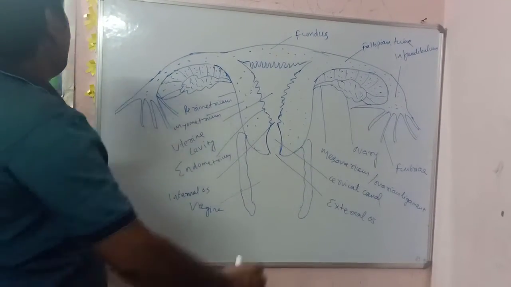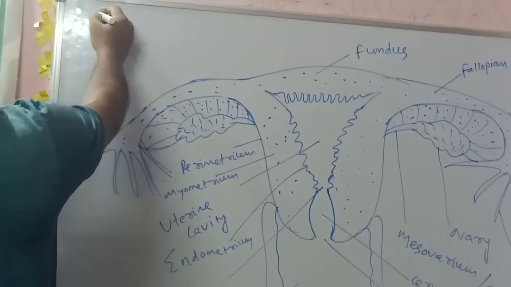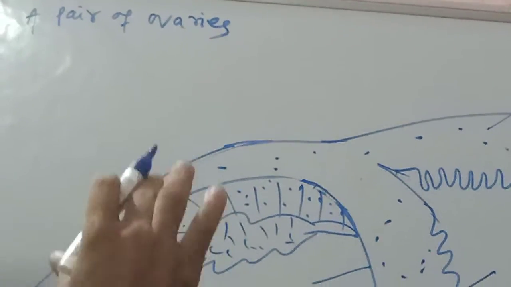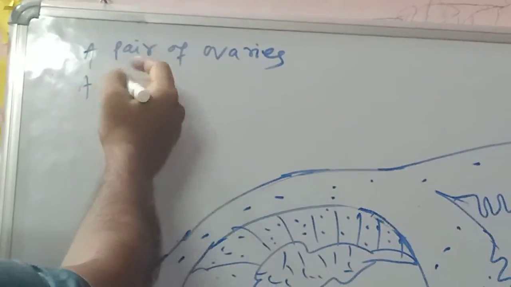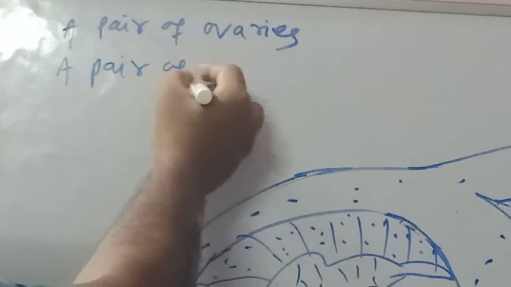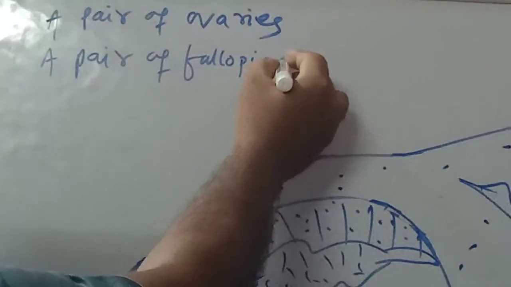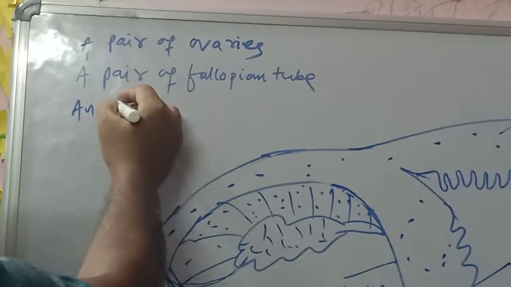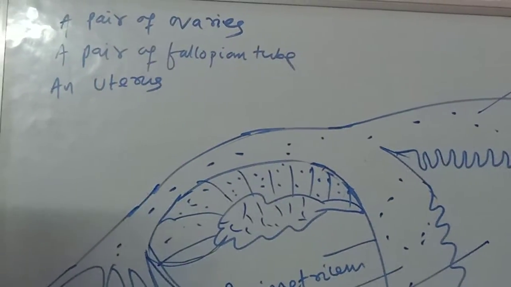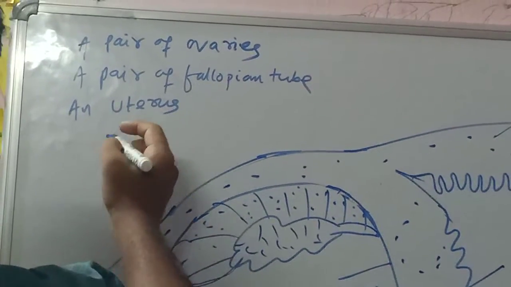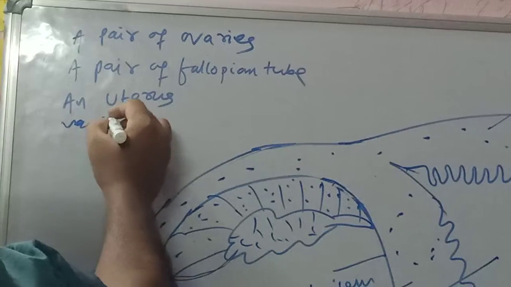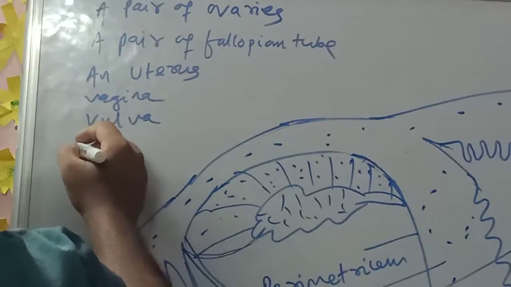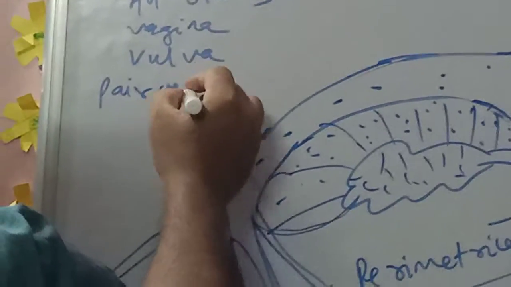The female reproductive system consists of a pair of ovaries, a pair of fallopian tubes, and uterus, vagina, vulva, and a pair of breasts.